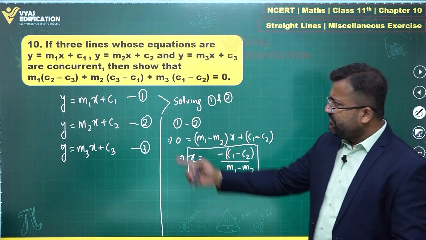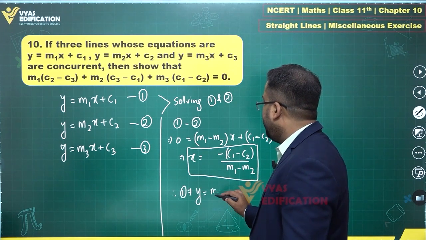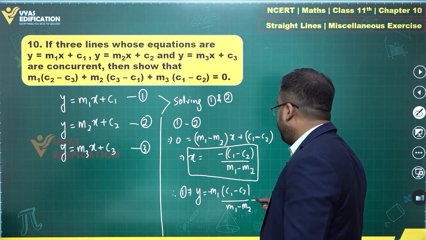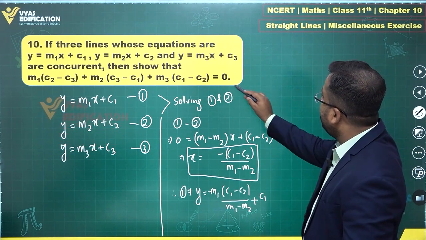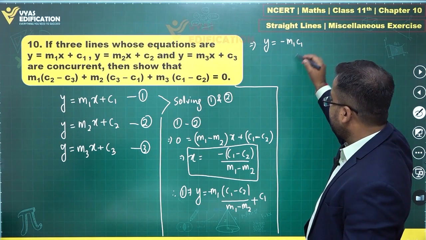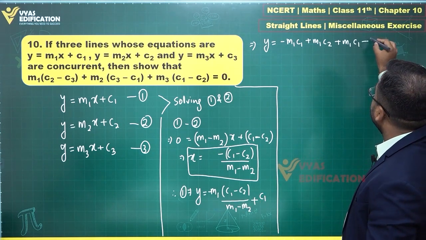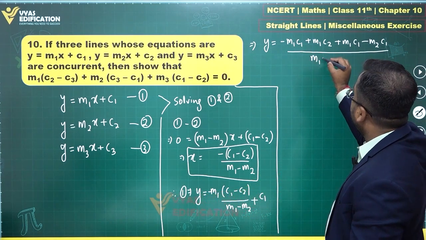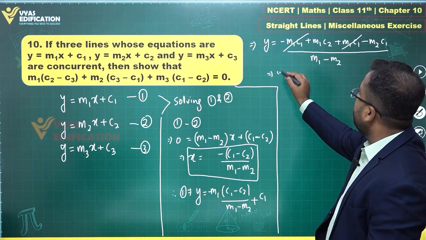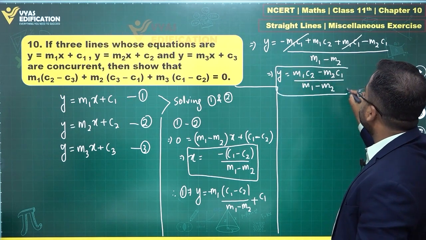Once you have x, can you also find y? Yes, y can be found by any of these equations. Therefore, 1 will imply y equals m1 x, which is minus m1 times (c1 minus c2) upon (m1 minus m2), plus c1. Let's solve for y further, which gives me y equals minus m1 c1 plus m1 c2 plus m1 c1, by taking the LCM, minus m2 c1, upon m1 minus m2. Do you observe that m1 c1 will get cancelled, and m1 c2 minus m2 c1 will remain. This tells me y is equal to (m1 c2 minus m2 c1) upon (m1 minus m2).